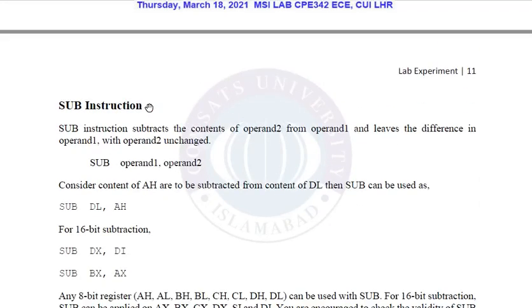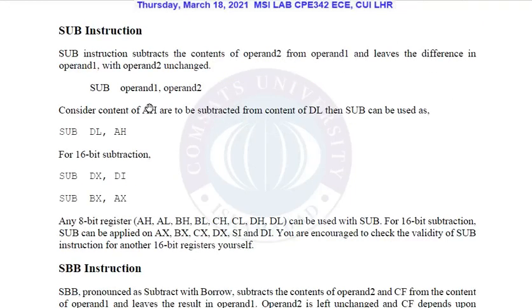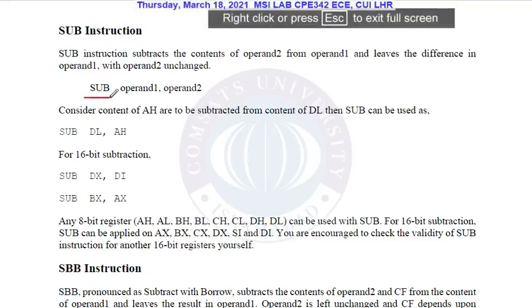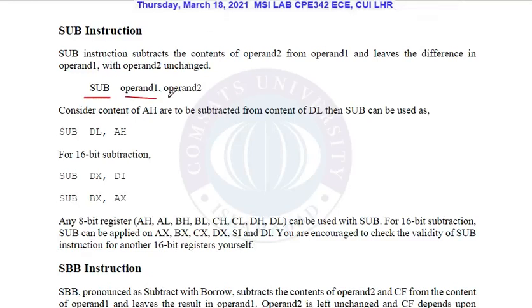Now I'm moving forward to another instruction, that is basically SUB. SUB is short form of subtraction. So the syntax of subtraction command is SUB space operand 1 comma operand 2. This command is basically doing a subtraction. The subtraction in such a way that the content of operand 2 will be subtracted from operand 1 and then the answer will be stored at operand 1, whereas operand 2 remain unchanged.